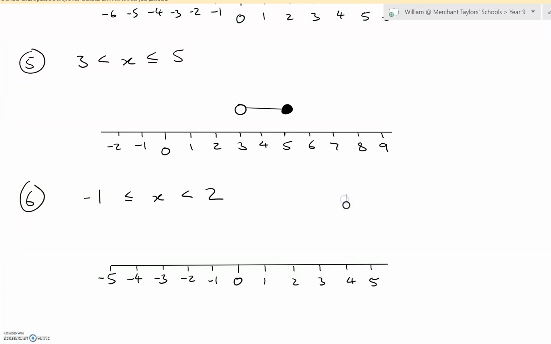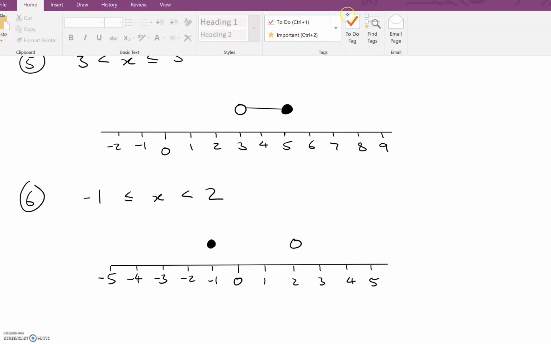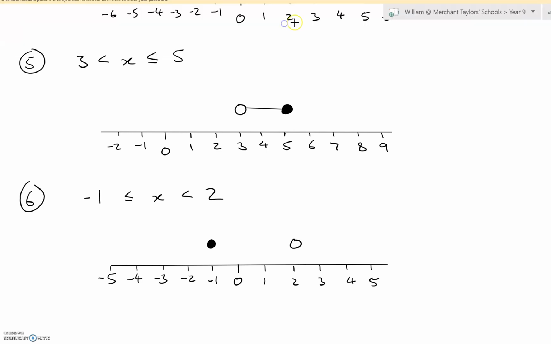So, equal to here. An open circle here. Sandwiched between the two values, so connect the two. Sorry, my OneNote closed unexpectedly. So connect them, and then that shows that we can have any value that's bigger than or equal to -1, and any value that is less than 2, but not including 2, hence the open circle there.